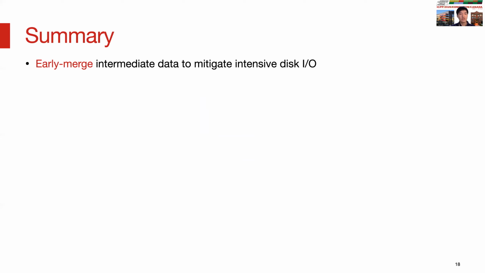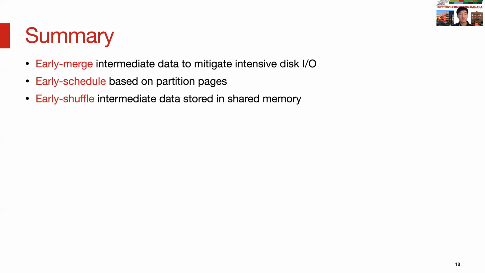To conclude, we introduced Ops, an optimized shuffle management system for Apache Spark. Ops is built on three main techniques as follows. First, Ops early merges the intermediate data from the map subtasks into memory with a unit called partition page. Second, Ops uses an early scheduling algorithm to predict the final partition distribution based on the regression model built from the partial partition data stored in memory. Third, Ops early shuffles the merged intermediate data to the target nodes based on the result of early scheduling, breaking the original synchronization barrier.